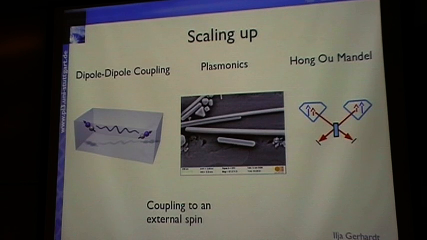And in 2011 there were two groups, the Hanson group showing Hong-Ou-Mandel interference, and also the Lukin group, with two independent NV centers in different lines. And one important point I'd like to mention is the vision to couple to an external spin. You have a shallow implantation in diamond, so there's an NV center very close to the surface, and then ideally you come with some object from the top and make a coupling to an external spin, for example to a free radical or to another NV center.